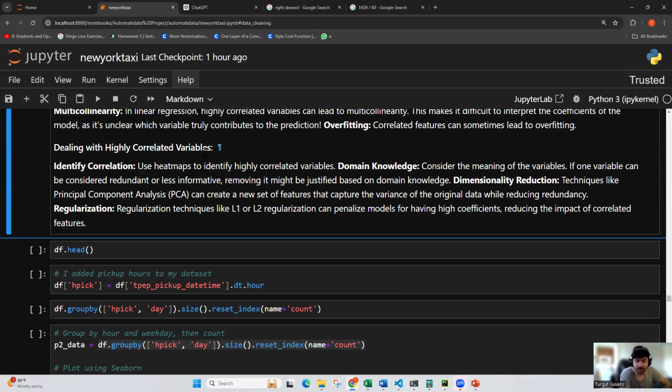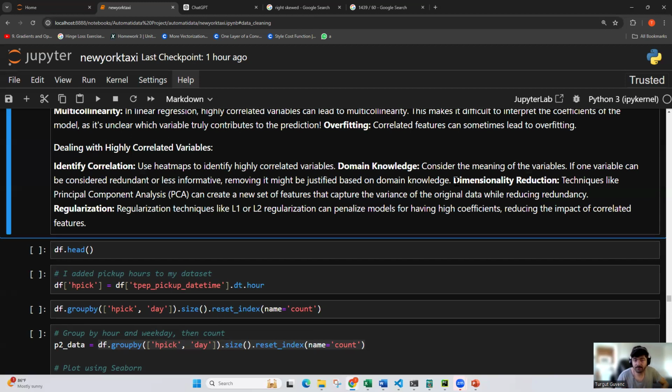And also, dealing with the correlated values, after identifying the correlation, right? First of all, what is important is domain knowledge: consider the meaning of the variables. If one can be considered redundant or less important, removing it might be justified based on domain knowledge, right? Dimensionality reduction: there are some algorithms like PCA.